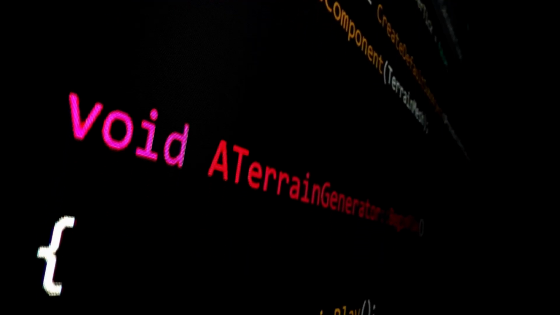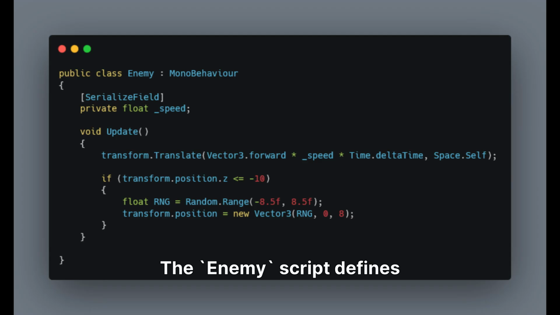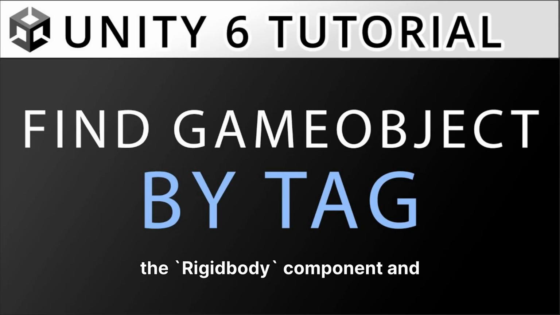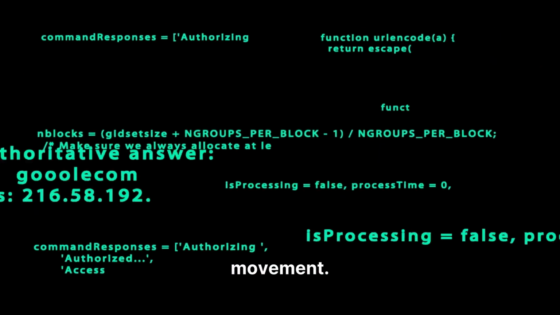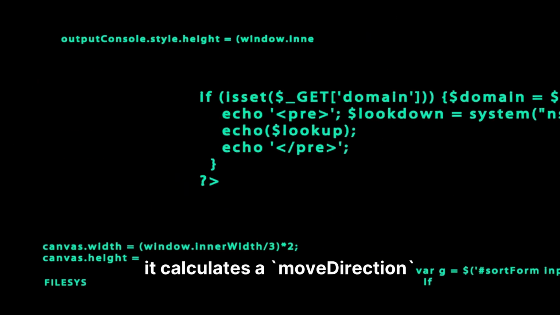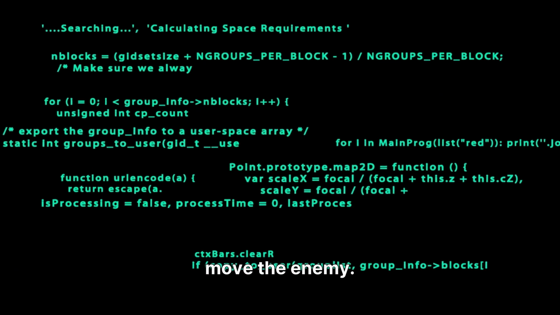Now, let's write the C# script for our enemy. This script will manage its basic movement, like moving towards the player and a simple health system. The enemy script defines a public speed variable, a transform target for the player, and a rigid body RB for physics. In Start, we get the rigid body component and find a player game object using its tag to set the target. The FixedUpdate method handles movement. If a target exists, it calculates a move direction and uses RB.MovePosition to move the enemy.